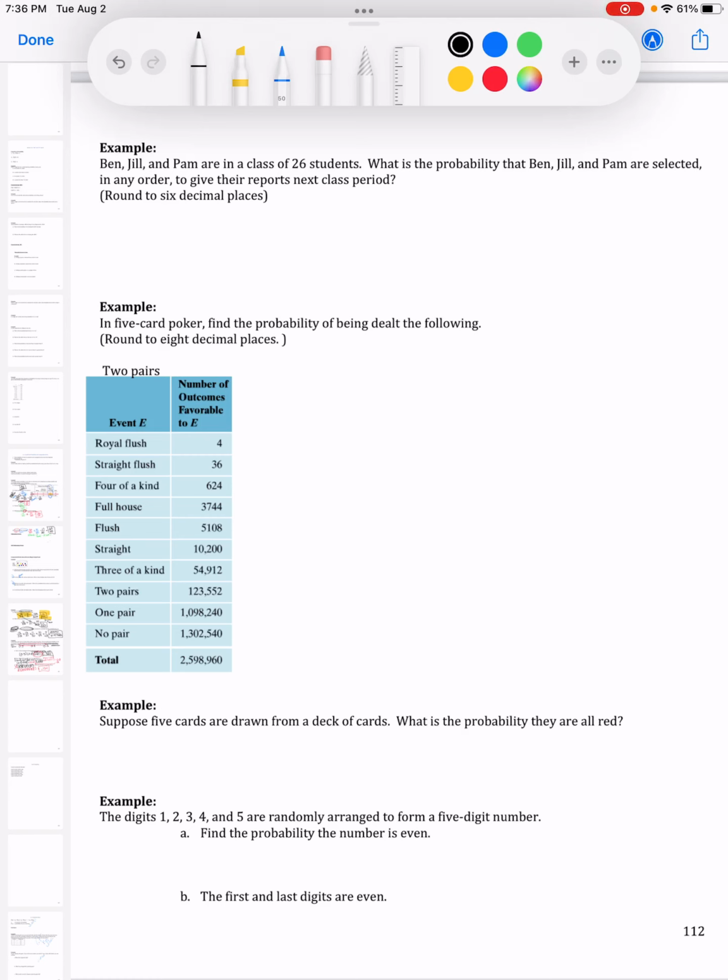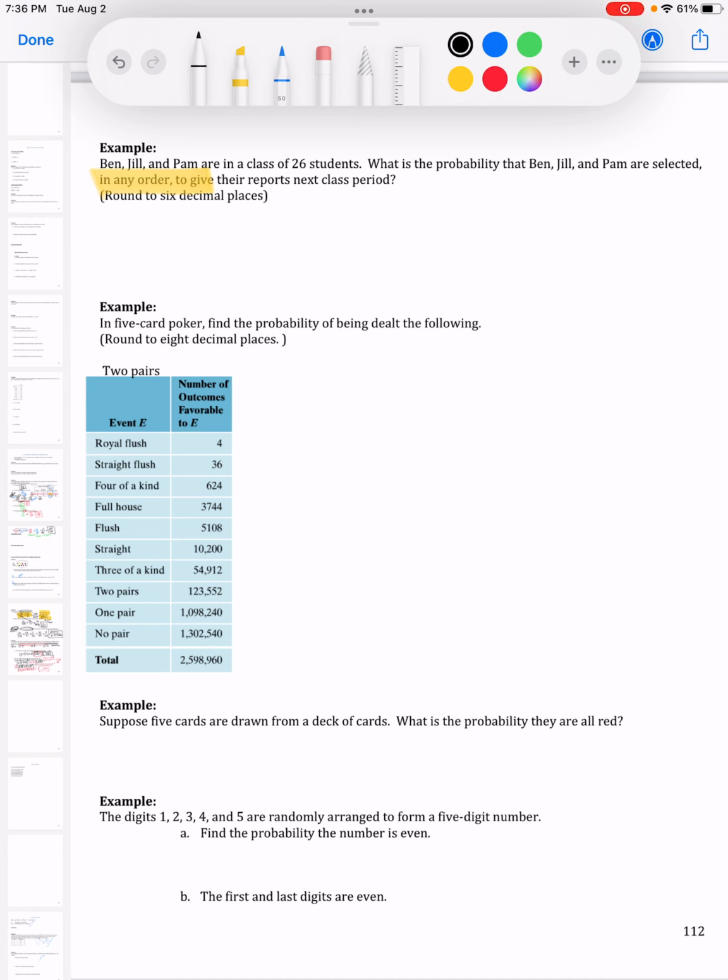I'm going to continue on with similar problems here. Now we are in a class of 26 students. We want to know the probability that we pick Ben, Jill, and Pam in that order to give their class reports next period. Sorry, in any order. It says in any order. So Ben, Jill, and Pam in any order.